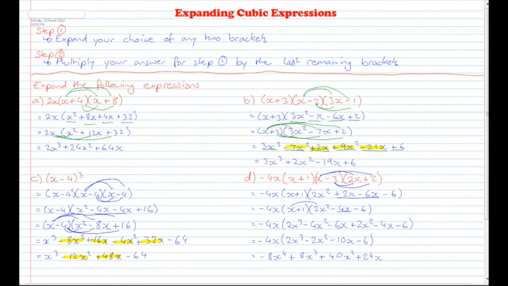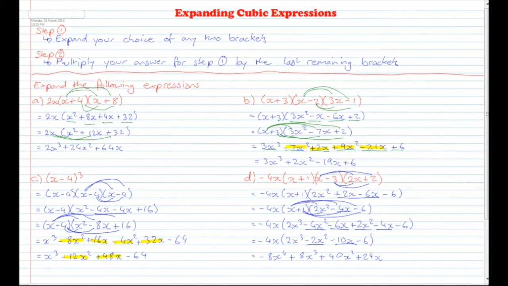So you get x times 2x squared is equal to 2x cubed, x times negative 4x is negative 4x squared, and x times negative 6 is negative 6x. 1 times 2x squared is equal to 2x squared, 1 times negative 4x is negative 4x, and 1 times negative 6 is negative 6. Combining like terms once again, you get negative 4x squared and the 2x squared become negative 2x squared, and negative 6x and negative 4x becomes negative 10x.